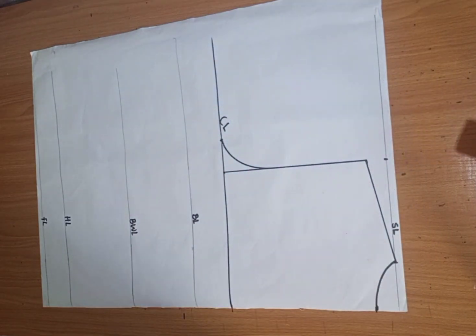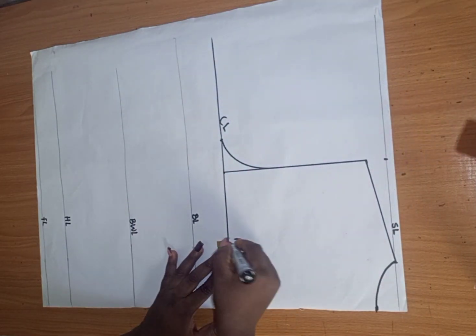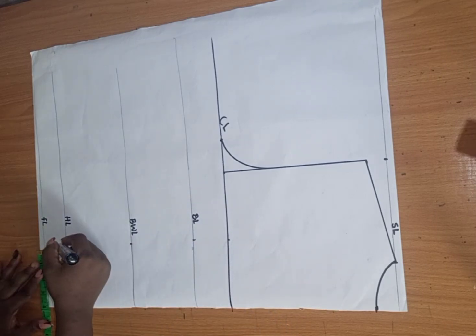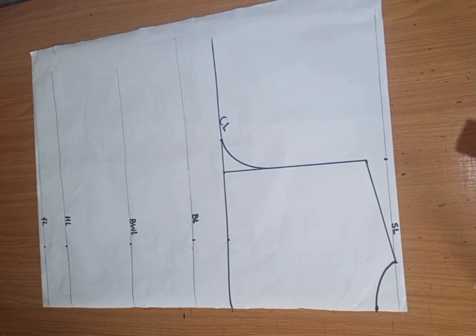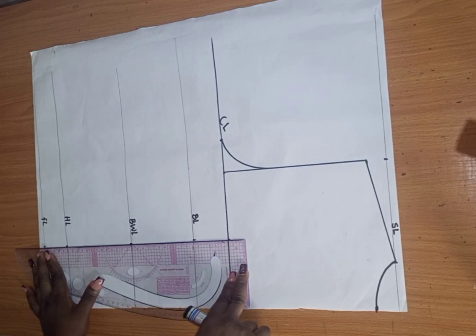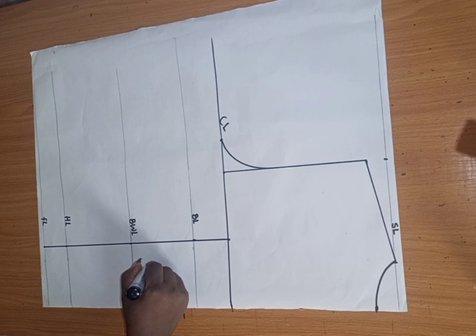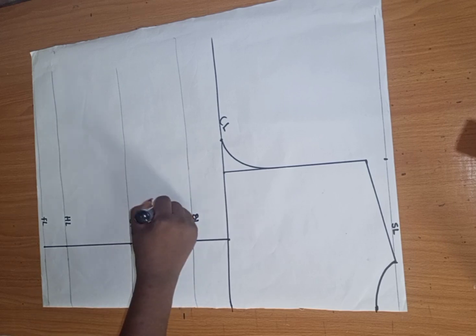The next thing I will do is to mark my nipple to nipple measurement divided by 2, which gives me 4 inches. I'm going to mark it all the way from the chest line to the full length line, okay? And then I will go ahead to use my marker to connect the points together. Now this is my center back, and then this is my side back.